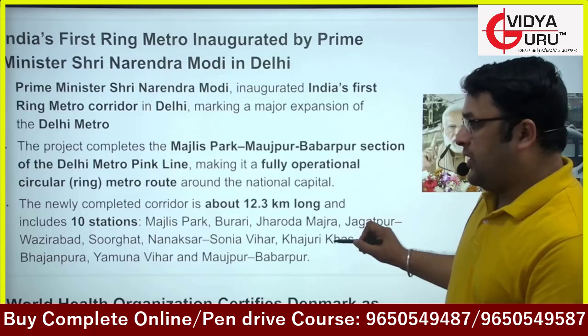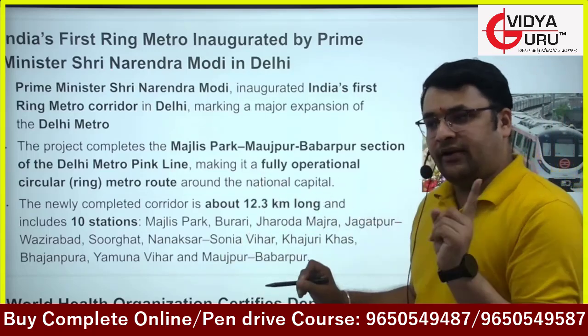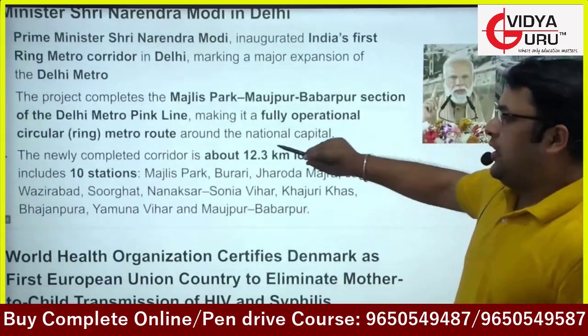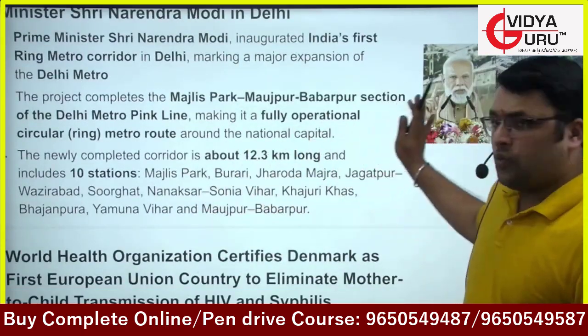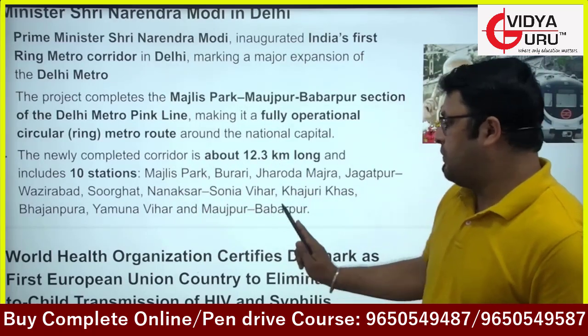It is a fully operational circular ring metro route, which completes one complete ring. So this is a ring metro. This newly completed corridor is about 12.3 kilometers long and includes 10 major stations, that is from Majlis Park to Babarpur.